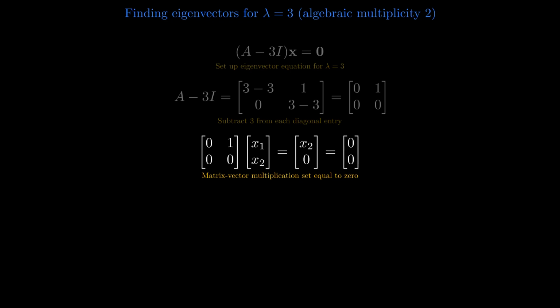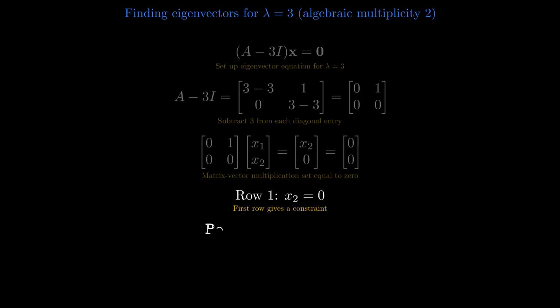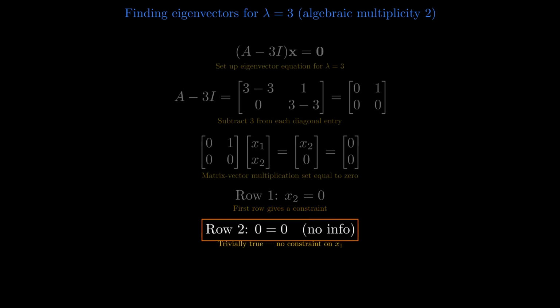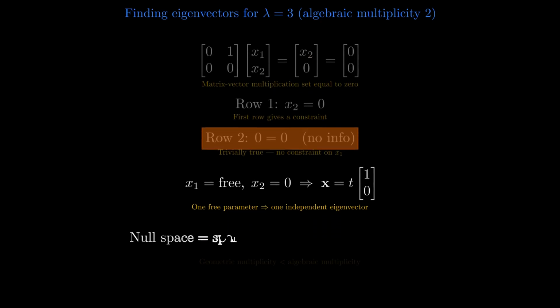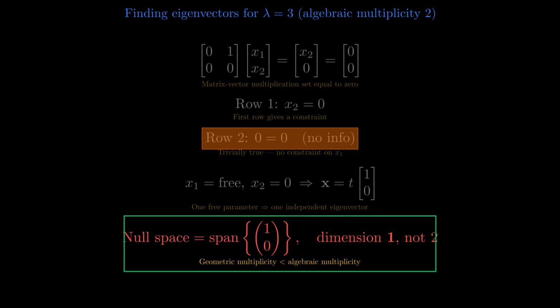Setting this equal to the 0 vector, from the first row we get x2 equals 0. From the second row we get 0 equals 0. That's always true, so it gives us no information. Therefore, x1 is a free variable and x2 must be 0. Every eigenvector has the form t times the vector (1, 0). And that's one free parameter, meaning one independent eigenvector. The null space is the span of (1, 0), which has dimension 1, not 2. We needed 2 independent eigenvectors, but we only got 1.